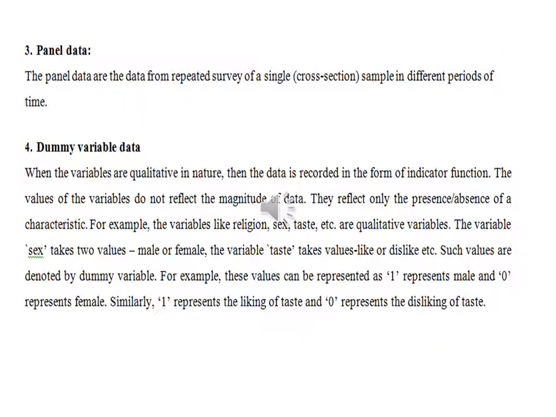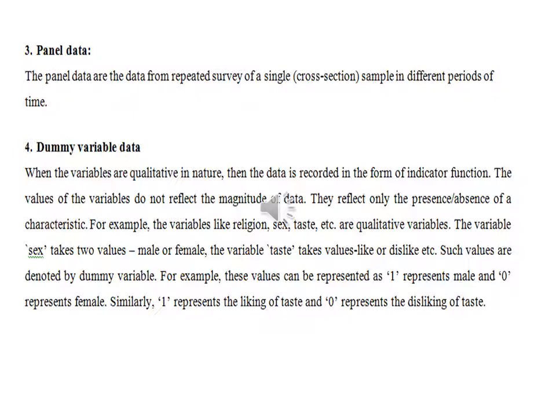Panel data: the panel data are the data from repeated surveys of a single cross-section sample in different periods of time. Dummy variable data: when the variables are qualitative in nature, then the data is recorded in the form of an indicator function. The value of the variable does not reflect the magnitude of data. They reflect only the presence or absence of a characteristic.